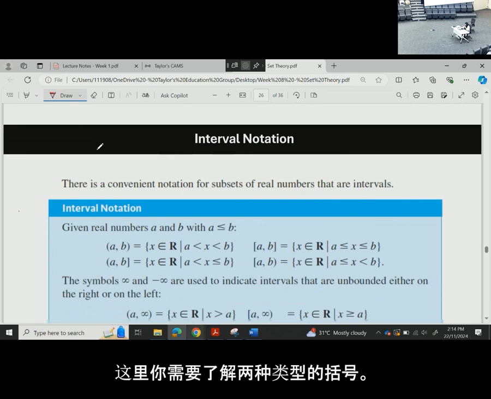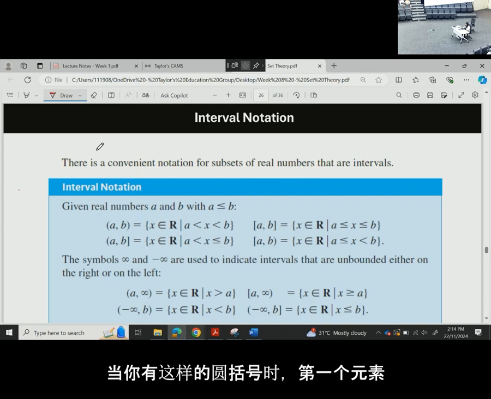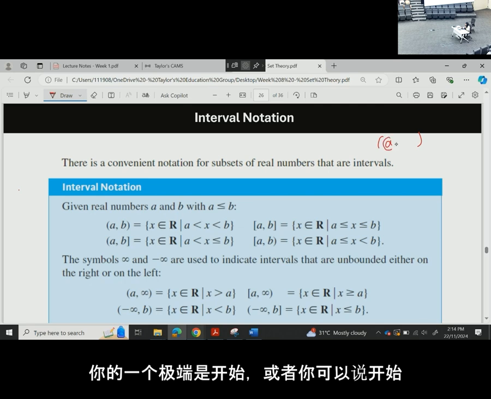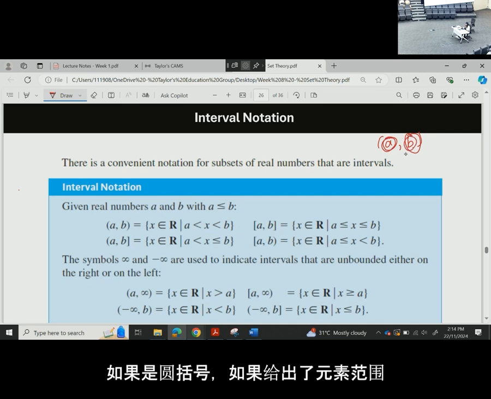And here you need to know about 2 types of brackets. One is your round brackets, and second is square brackets. When you have round brackets like this, the first element is one extreme, or you can say the starting point, of the elements that will be included in a given set. And the second element will be the ending point. Okay, so the very last element in the set. Now it will depend on the type of brackets they are enclosed in, whether you will include these particular elements in the set or not.